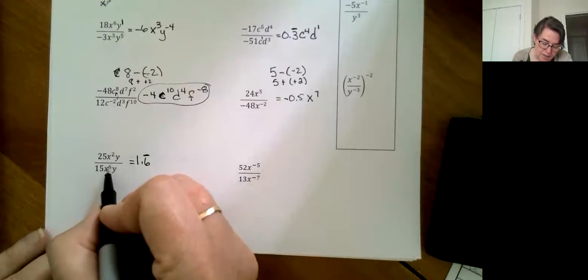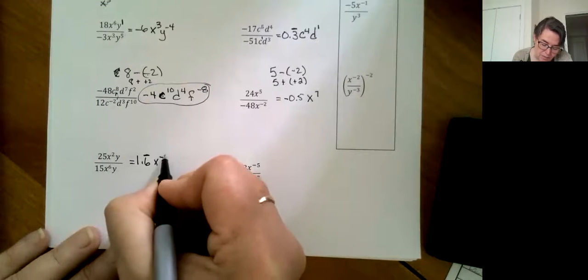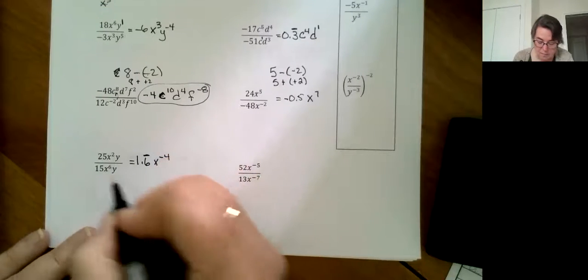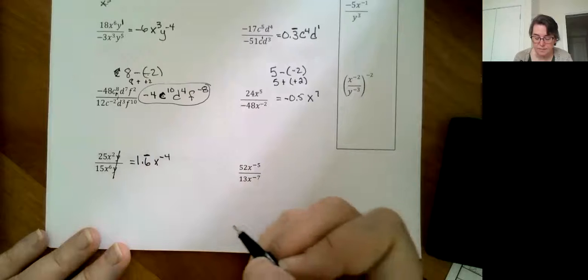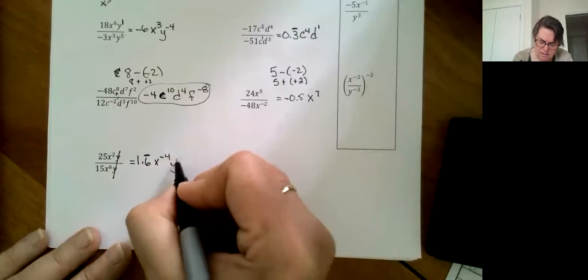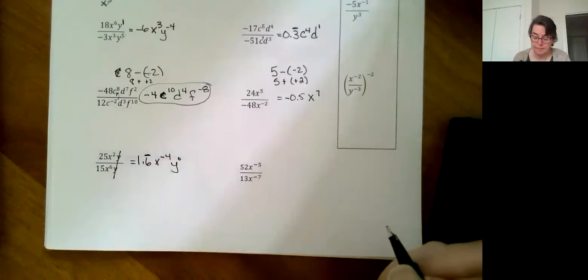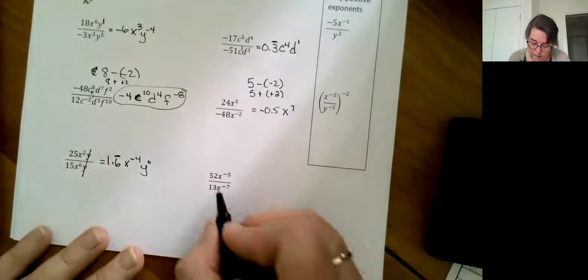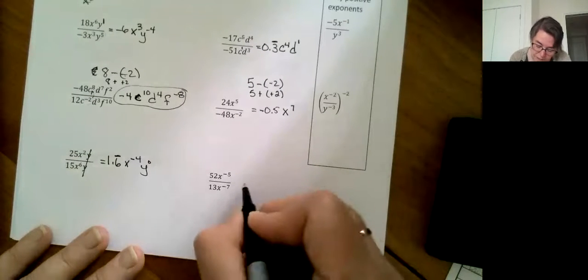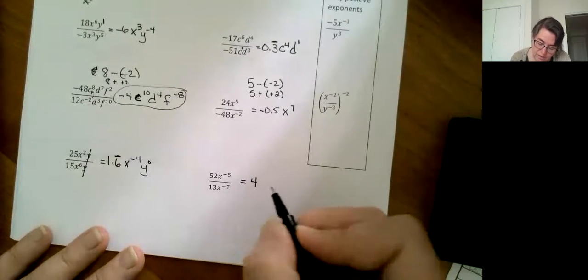X squared divided by x to the 6 is going to be x to the minus 4. And my y's are going to cancel. I'm just going to do that. If you want, it looks weird, but I wouldn't mark it wrong. Okay. Oh, last one. 52 divided by 13 is 4.